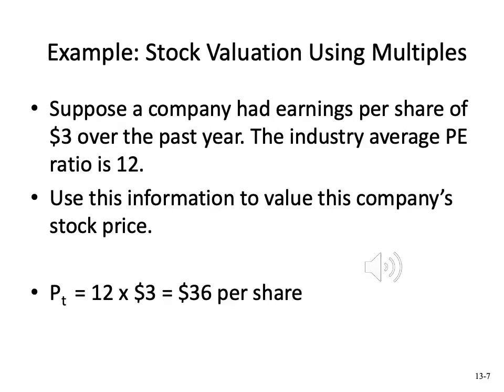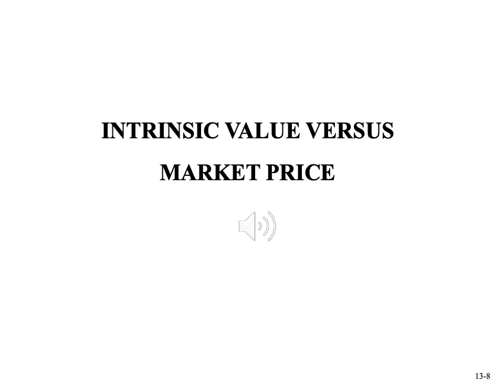Here is an example. Now suppose the company has earnings per share of $3 over the past year. The industry average P/E ratio is 12. Using the two pieces of information, we can calculate the estimated stock price: the product of 3 and 12, $36 per share. The second model to evaluate the stock is intrinsic value versus market price.